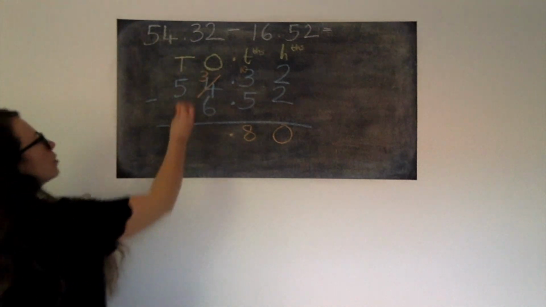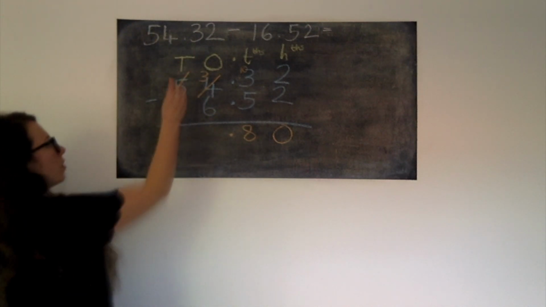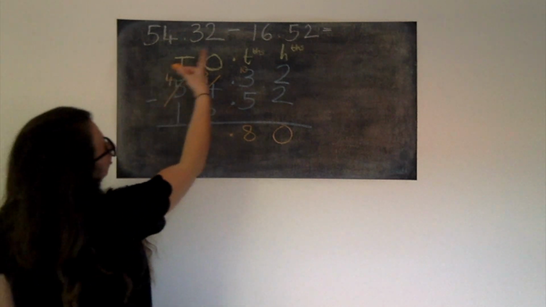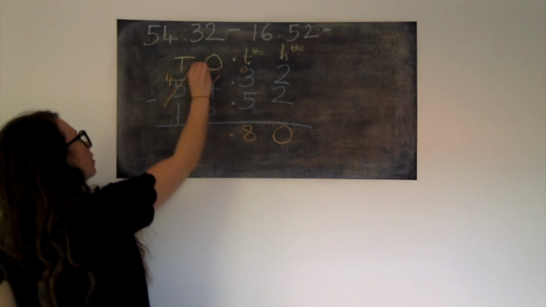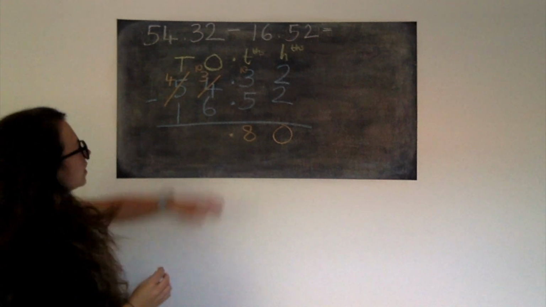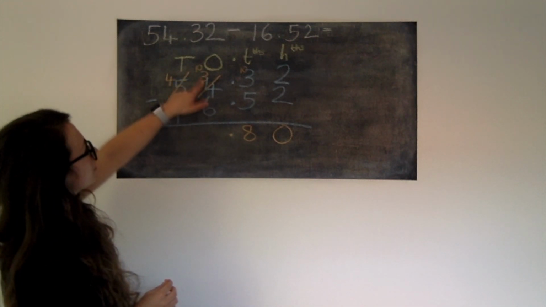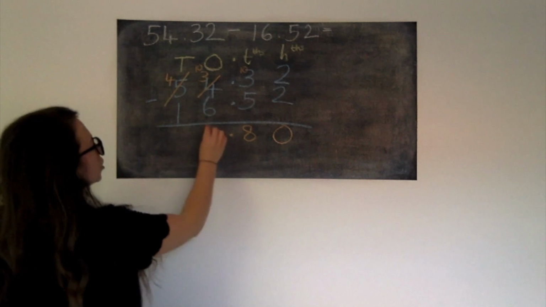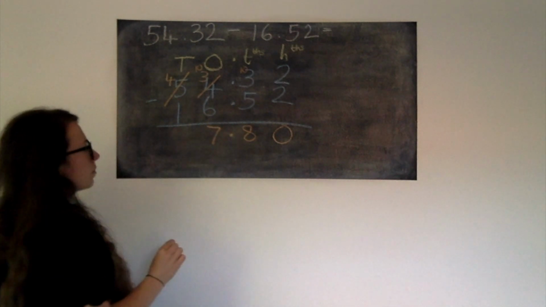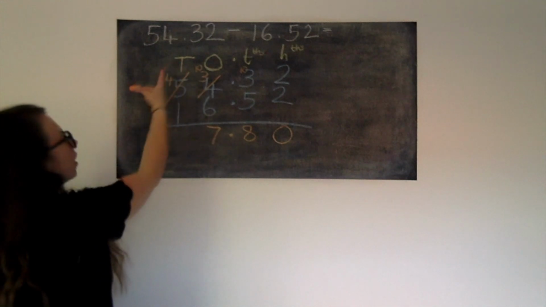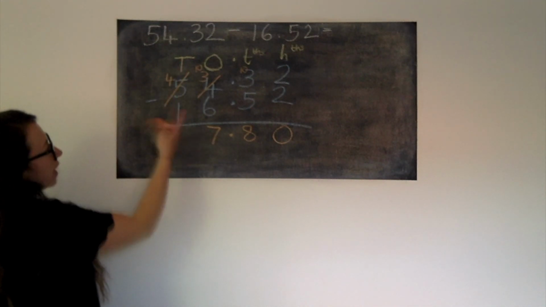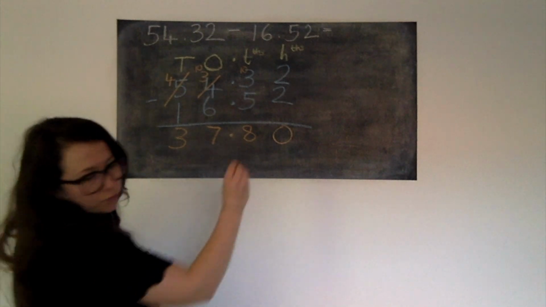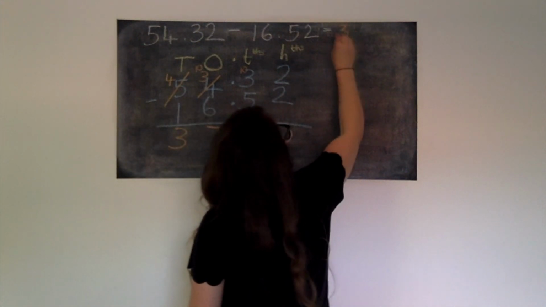So now I need to go to my tens column. I'm going to get rid of one of those tens, and now I've got 4 tens left. And I'm going to exchange my 1 ten for 10 ones. So now I've got 13 ones, 10 ones and 3 ones, 13 ones, take away 6 ones, which gives me 7 ones. Okay? Now in my tens column, I've got 4 tens, take away 1 ten, which gives me 3 tens. So our answer should be 37.80.